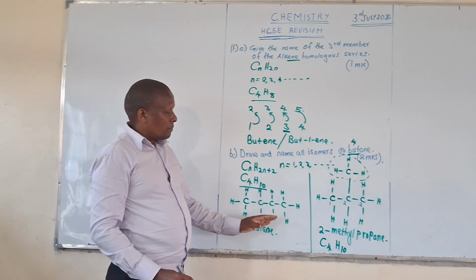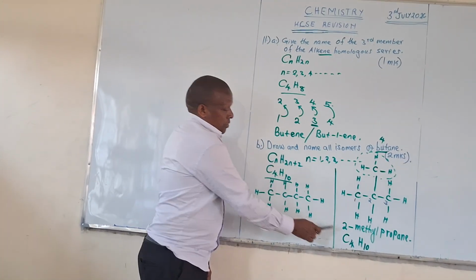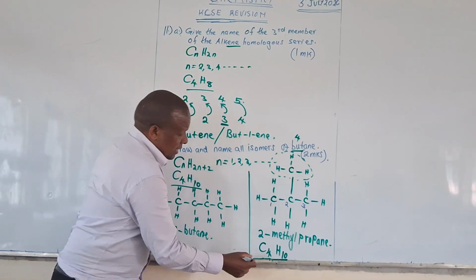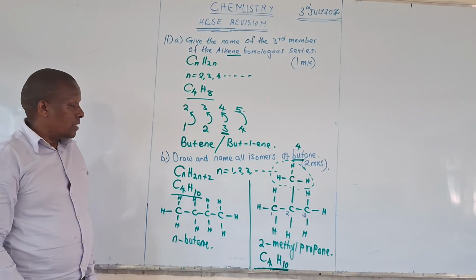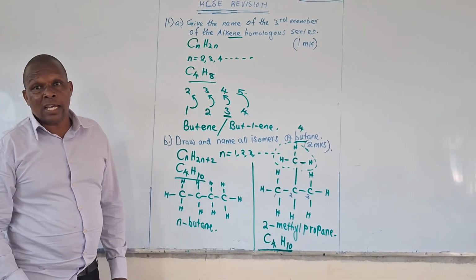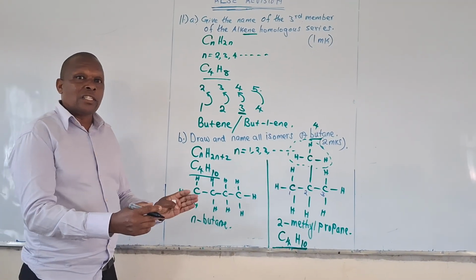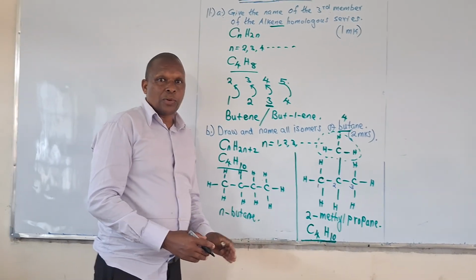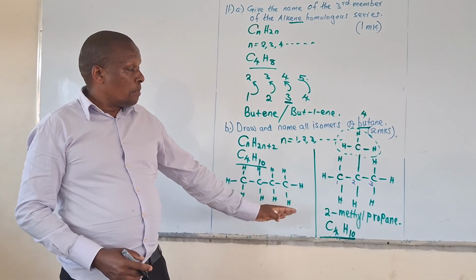What are isomers? They are molecules which have the same molecular formula. Look at the molecular formulas. They are the same. C4H10. But are the structures the same? The structures are not the same. That is why the names are different. So these are molecules which have the same molecular formula but have different structural formulas. That's why isomers. It has only 2 isomers, which is normal butane and 2-methyl propane.